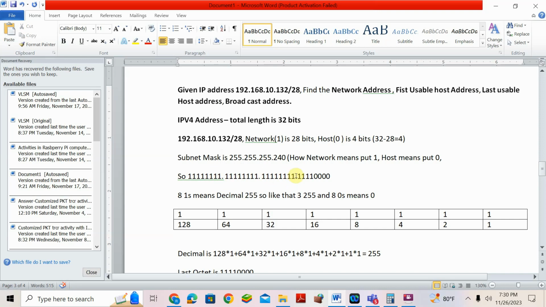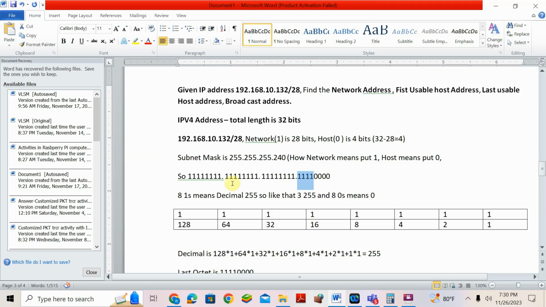Now how many do we need? 28. So out of the remaining 8 bits, the first 4 are again 1. So 8 ones plus 8 ones plus 8 ones, 24 ones, plus the remaining 4 ones, 1, 2, 3, 4. We have a total of 28 ones here. The remaining 4 are host bits, that is 0 bits, so I put 0 here. The subnet mask for this /28 is 8 ones, again 8 ones is 16, again 8 ones is 24, and the remaining 4: 25, 26, 27, 28, total 28 ones, and 4 bits are 0.